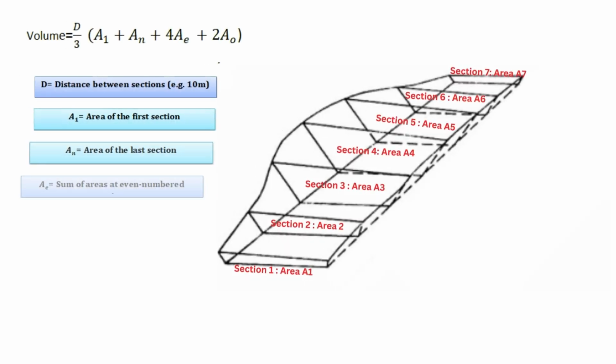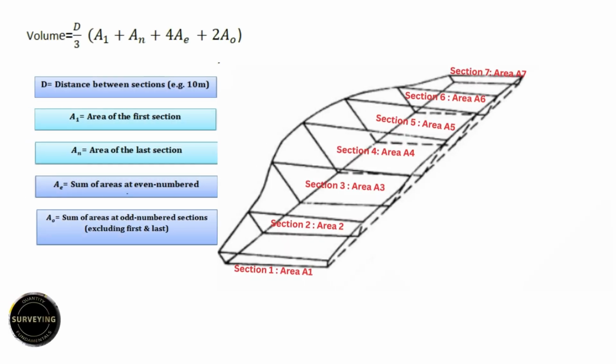We are still on the subject of excavations, and in today's exercise we are going to take off quantities for bulk excavations on a sloping site using Simpson's rule. So that is the formula that we are going to use to calculate the volume of our excavation.